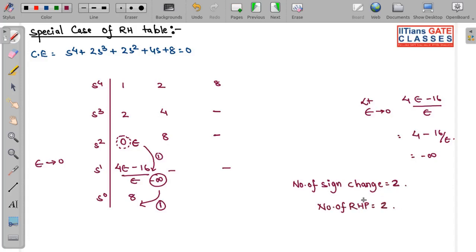Sometimes they even ask in a question like this, number of left hand poles. So number of left hand poles will be how many? Number of left hand poles is equal to total number of poles. So this is a fourth order equation. So there will be 4 poles in total. Out of that, the number of poles that are in the right part, so 4 minus 2, that is 2. So check the question. If they are asking about the roots that are located in the right side, or if they are asking about the roots that are located in the left side. So be very cautious, look at the question and then solve it. Okay.